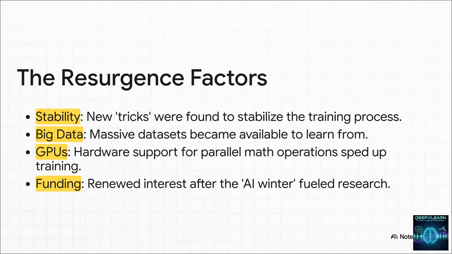It really came down to 4 huge things hitting all at once. First, researchers found clever new tricks to make training really deep networks way more stable. Second, the internet gave us big data, just unimaginable amounts of information for these hungry networks to learn from. Third, we got the hardware. Powerful GPUs, originally made for video games, turned out to be perfect for the kind of math these networks need. And finally, all this success broke the AI winter, and a ton of new interest and money poured back into the field.